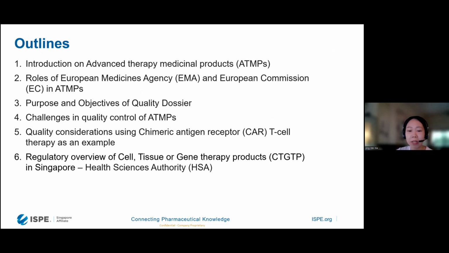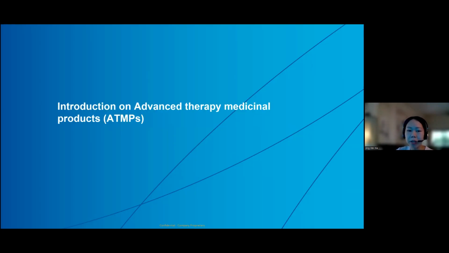And to bring us closer to home, in the last part of my presentation, I'll briefly bring you through how cell, tissue, and gene therapy products are regulated in Singapore. So without further ado, let me introduce ATMPs.